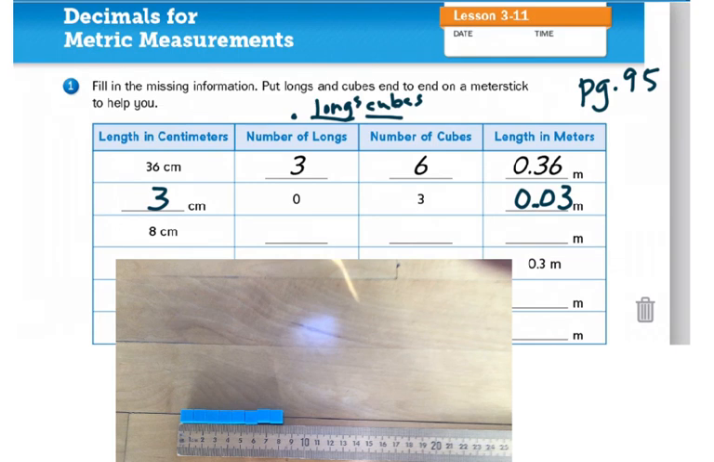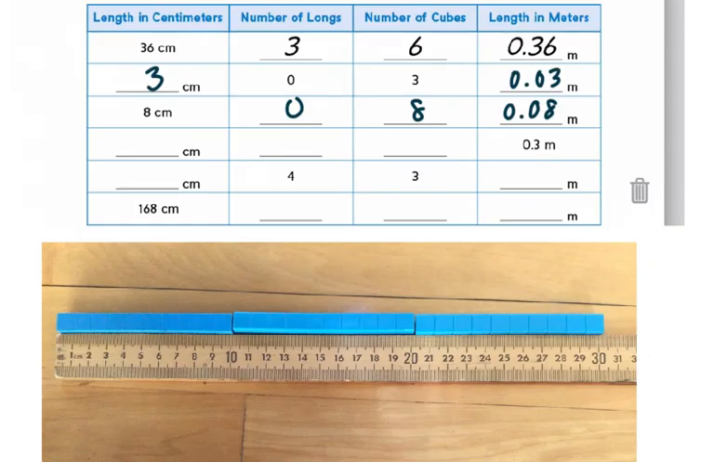Moving down, 8 centimeters. I put down enough centimeter cubes until it went to the 8. So now I need to fill in, how many longs do I have? 0. How many cubes? 8. And how would I write that in terms of length of an entire meter? Well, I have 0 longs and 8 cubes. We would say I have 8 hundredths of a meter.